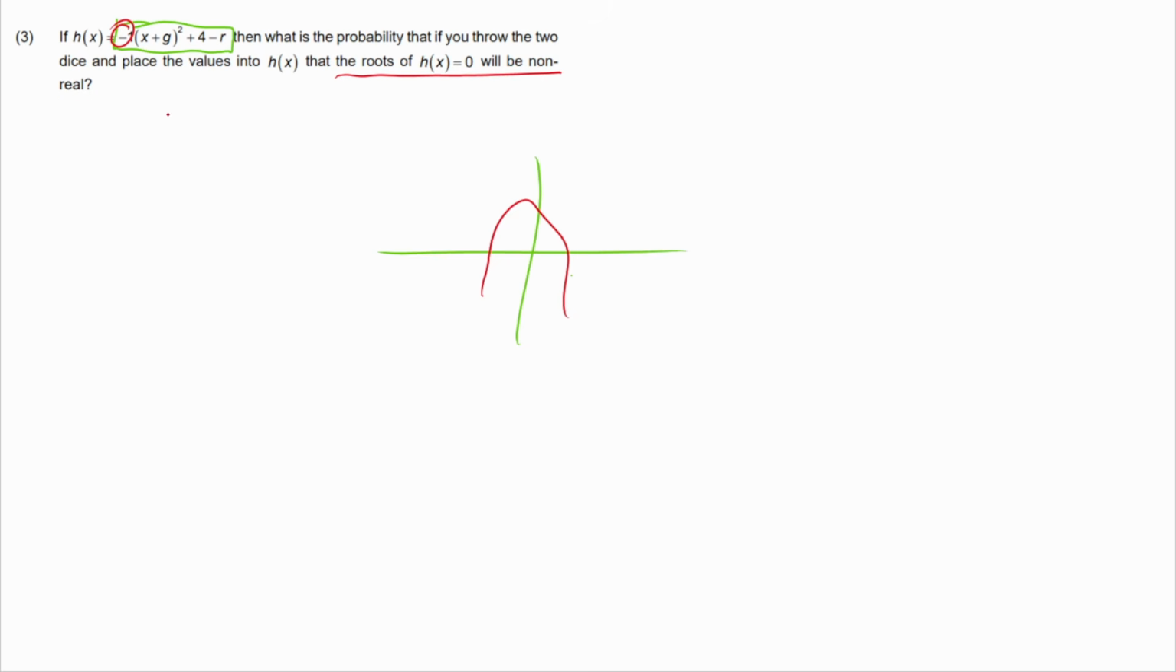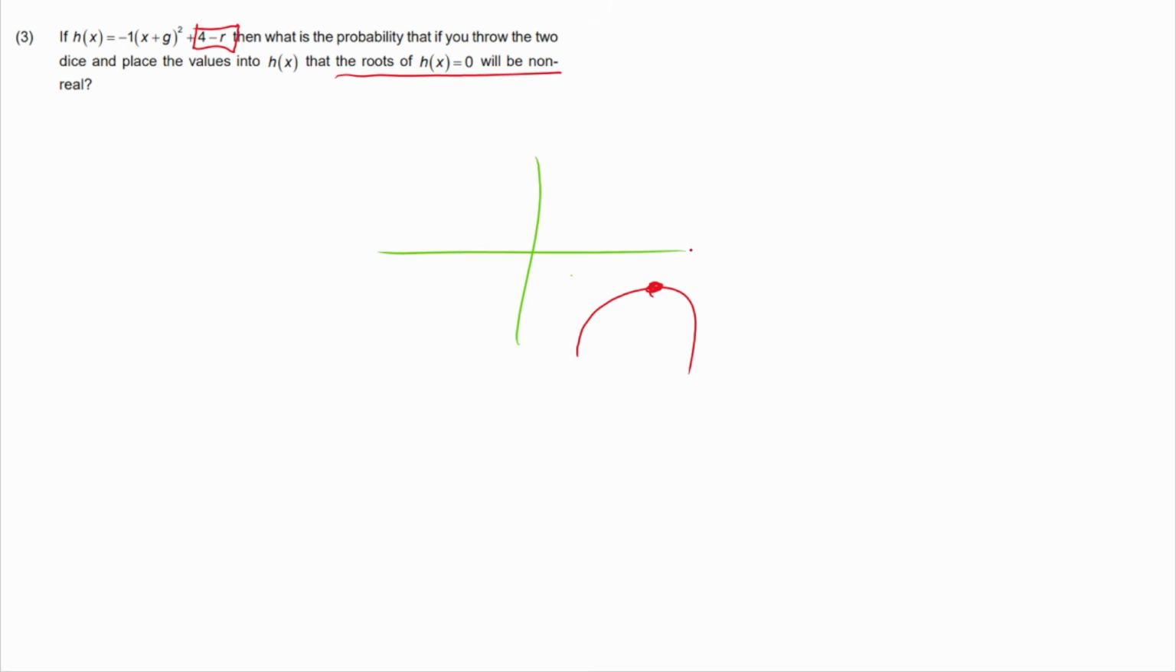We know for a parabola, when the roots are non-real, that means we need to be below the x-axis. So something like this, something like that. The main point is we're turning below the x-axis. It doesn't matter where we are horizontally along the x, it doesn't matter the x coordinate of the turning point. What matters is the y coordinate of the turning point. And what tells us the y coordinate of the turning point? This is the y value of the turning point.